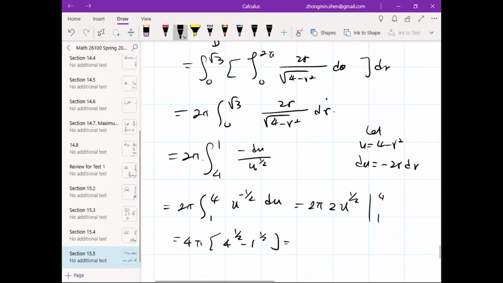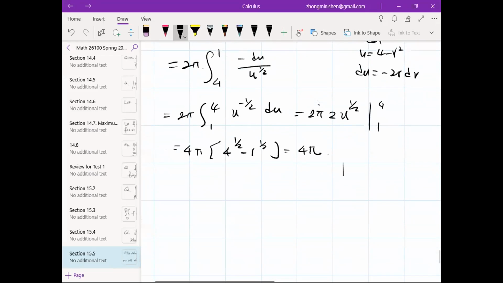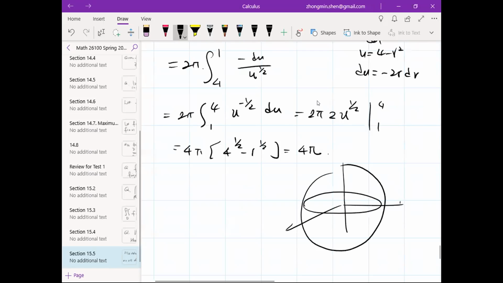Oh, that is going to be 4 pi. It's funny, 4 pi. What is the surface area of the upper semicircle? Okay. What is the surface area of the semicircle? This top. The surface area of the whole upper semicircle is 4 pi r squared divided by 2. So 4 pi r squared divided by 2.